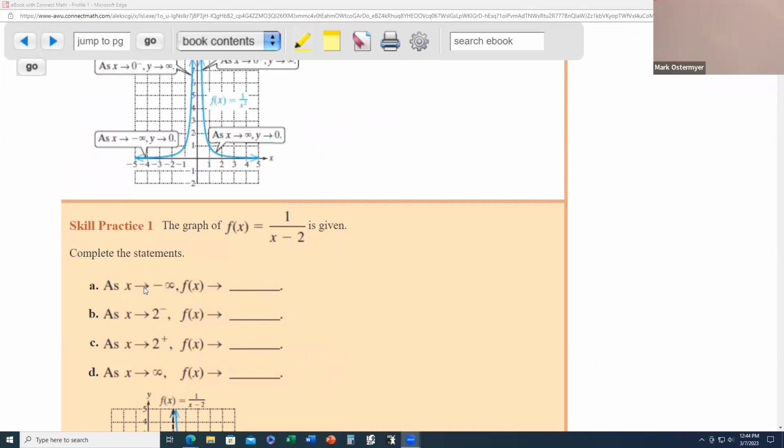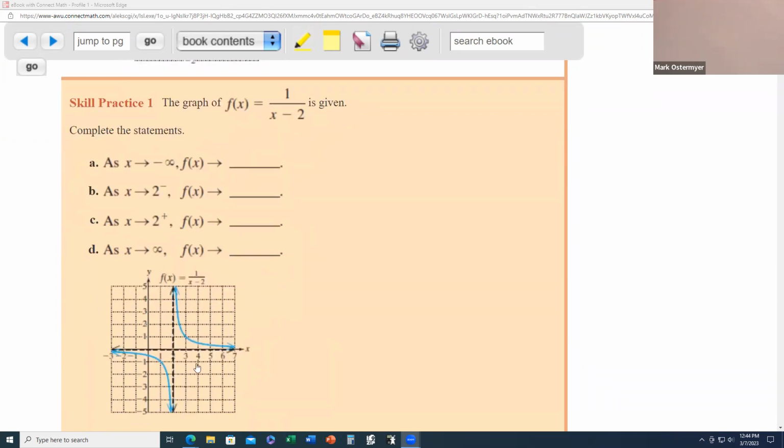As x approaches these values for this rational function, whose graph is given right here, I want you to indicate what f of x is approaching. So do A through D for classwork number 1. A through D.